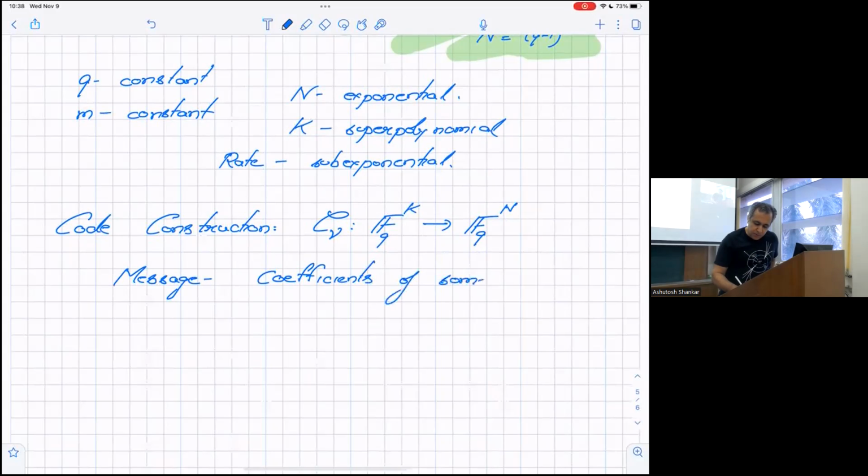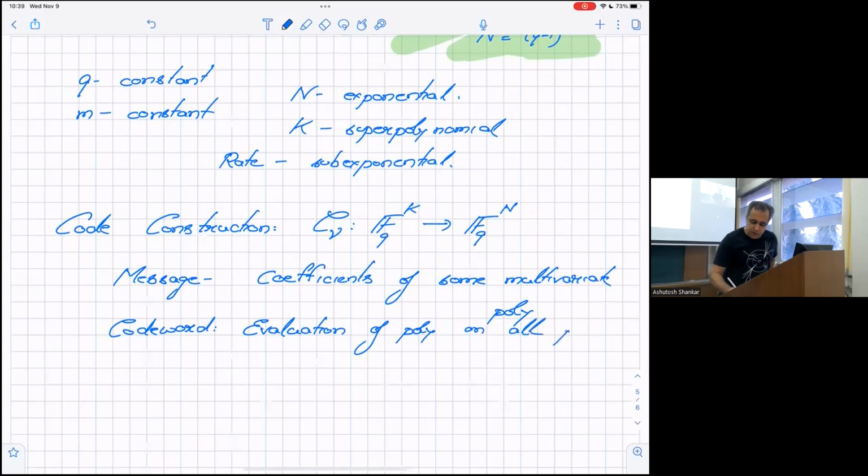Some multivariate polynomial, and the codeword as the evaluation of the polynomial on all points, not in the entire F_q^n, but in F_q star to the n. That's why you have capital N is (q minus 1) to the power n. So this is how we're going to do it. Now I tell you what this is. It's not going to be like Reed-Muller.